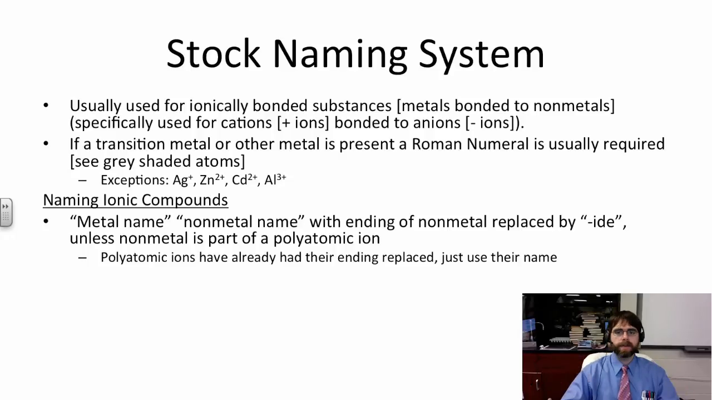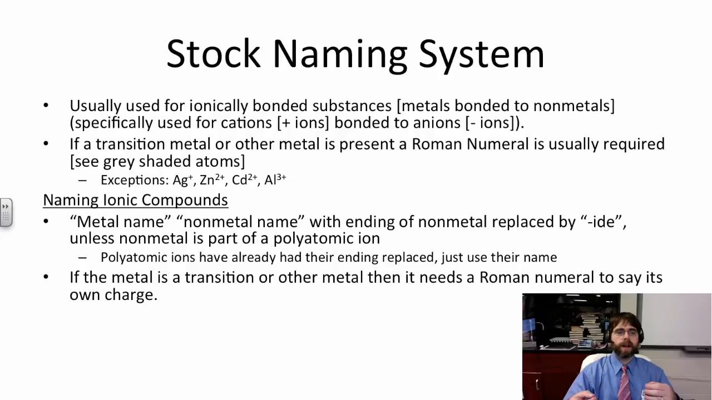Unfortunately, with metals, it's either sodium atoms or sodium ions. We don't change the metal's name, so I don't know which I like better, but I don't like having a blending of those two. Anyway, if the anion is a polyatomic ion, then the suffix has already been replaced, and you just use the polyatomic ion's name.